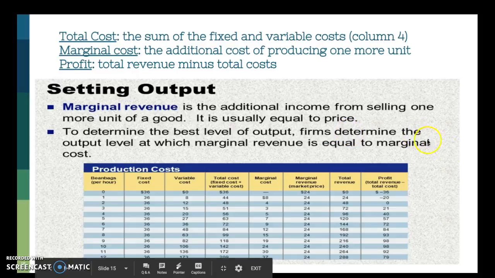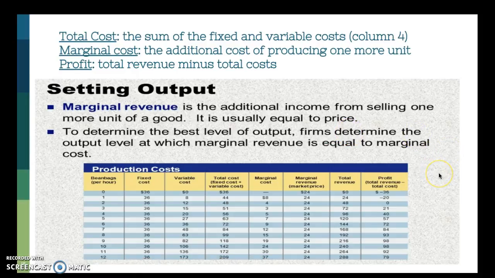So in order to determine the best level of output, firms have to determine the output at which the marginal revenue is equal to the marginal cost. So go ahead and take a look at that. Where is the marginal revenue equal to the marginal cost? This is question number 1.